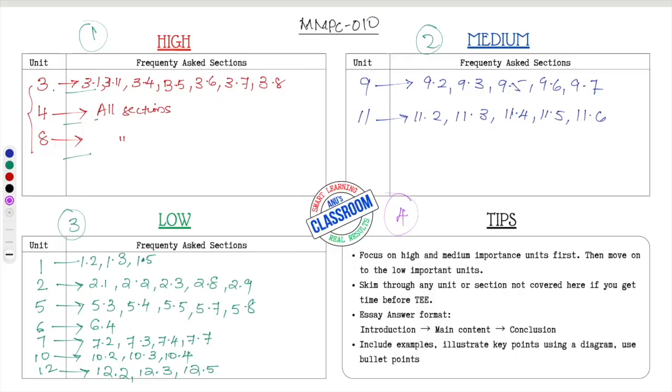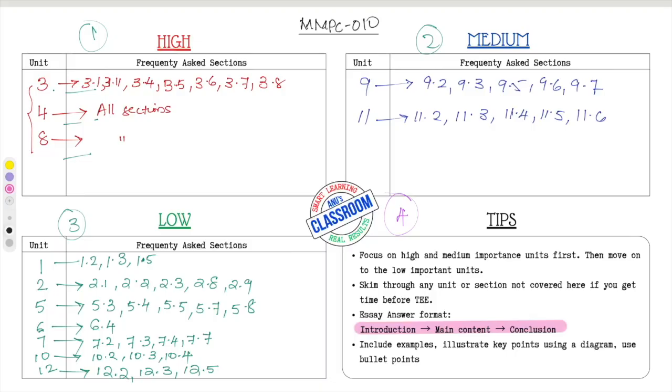Also, when you're writing answers, especially for essay questions, make sure you start with an introduction. Then you move on to the main content, and finally you wind it up with a short 1 or 2 line conclusion. This is the format I suggest when I talk about writing assignments, and it is the same thing I suggest for your term-end examination as well.